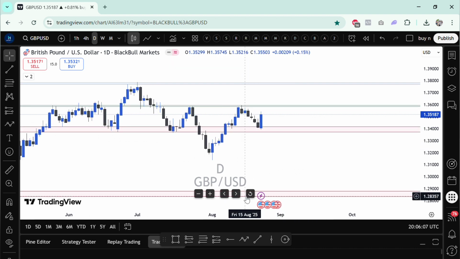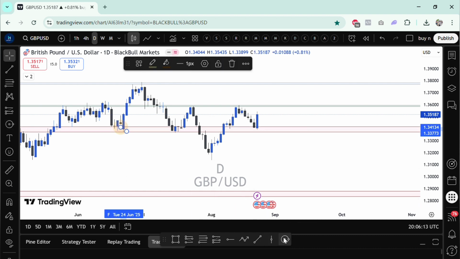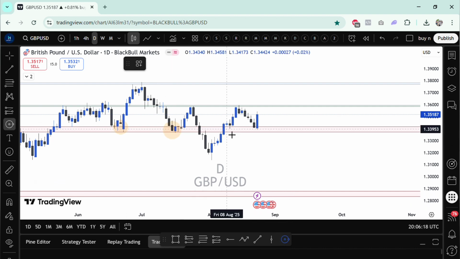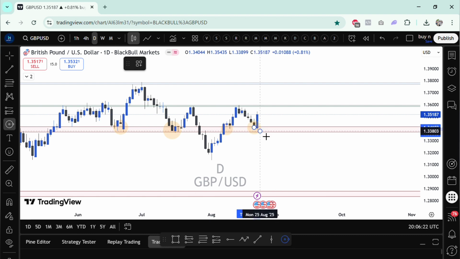Another thing we're seeing here is the constant buy pressure. Anytime price gets to this region, we're seeing buy pressure. It gets to this region, we're seeing buy pressure. And then this is the fourth time again, we're seeing strong buy pressure.